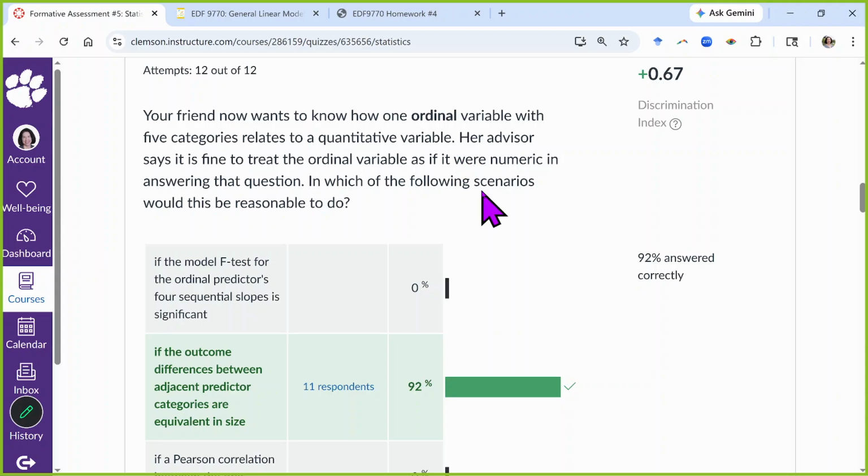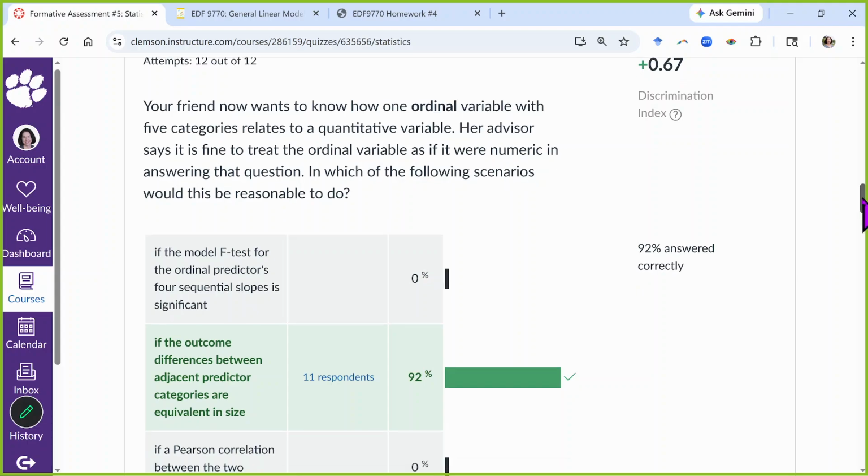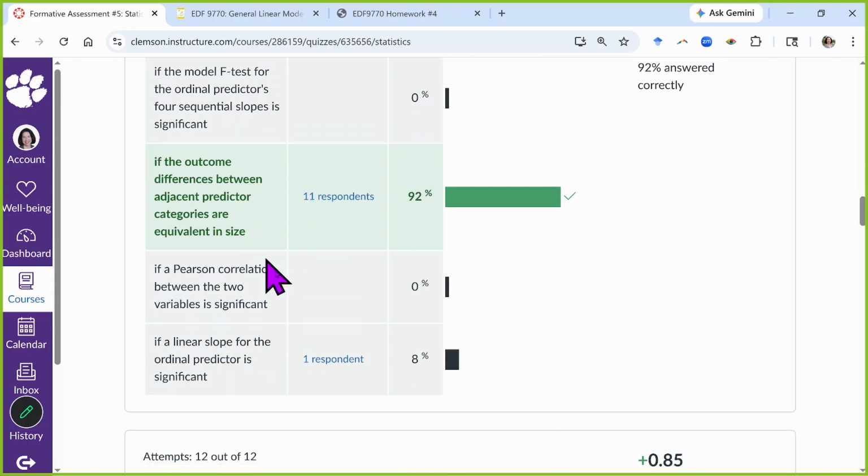Her advisor says, no, that's a number. It's close enough. It's fine. It's continue-ish. In which of the following scenarios would that be reasonable? So we've got a couple answer choices here. If the linear slope for the ordinal predictor is significant, was one choice selected, and if the outcome differences between adjacent categories were equivalent in size.